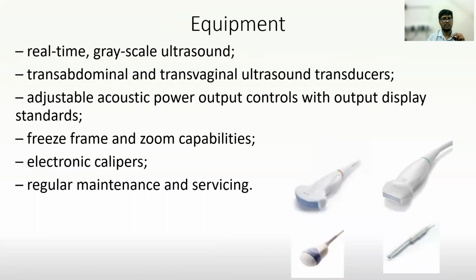The other thing is equipment that we should know. We should have a really good machine with real-time grayscale ultrasound. We can either use transabdominal and transvaginal ultrasound transducers. We should have adjustable acoustic power output controls with output display standards. We should have freeze frame and zoom capabilities, electronic calipers, and regular maintenance and servicing with adequate calibration.